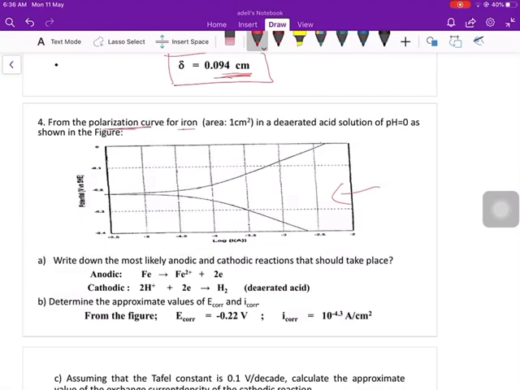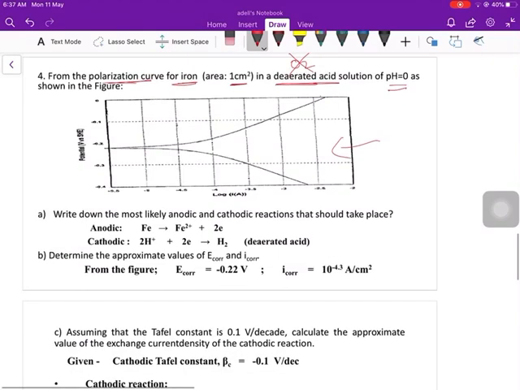Next, number 4. What is shown here is the polarization curve. What is the material? Iron. This is the area. What is the solution? Deaerated, there is no oxygen in that acidic solution. pH is 0. Part A: write down the most likely anodic and cathodic reactions.